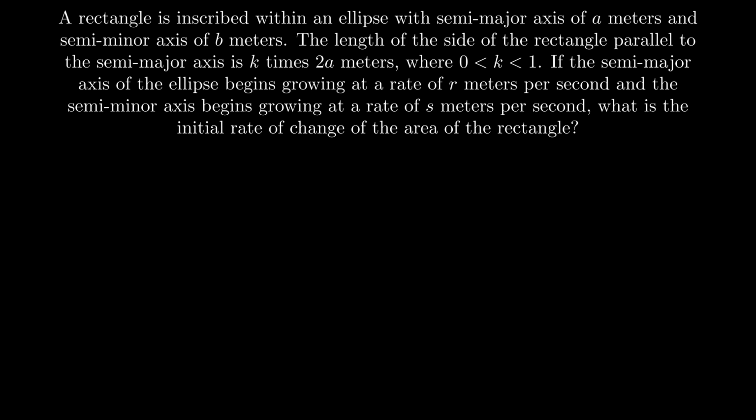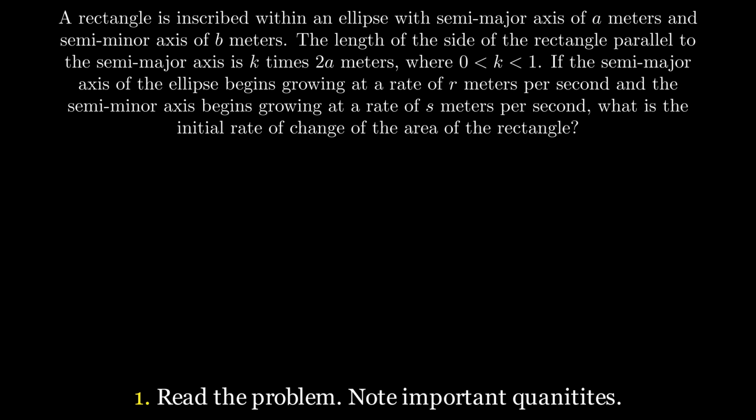Let's start from the beginning and notice what are the important quantities to focus on in the problem. Looking at the basics first, we are dealing with a rectangle inscribed in an ellipse, which means that the rectangle is drawn with vertices on the ellipse. The dimensions of the ellipse are probably important, and so is the stuff about k. Also, we will probably need to use the stuff about the rate of change of the axes of the ellipse as well, as our final goal is the rate of change of the area of the rectangle.